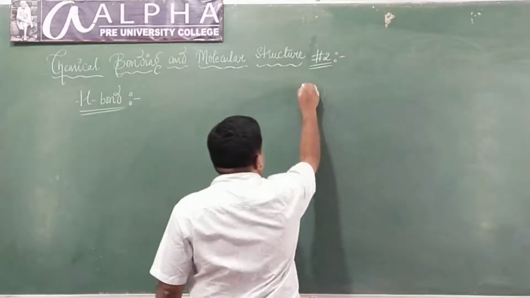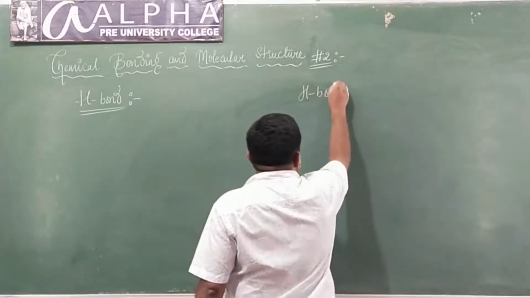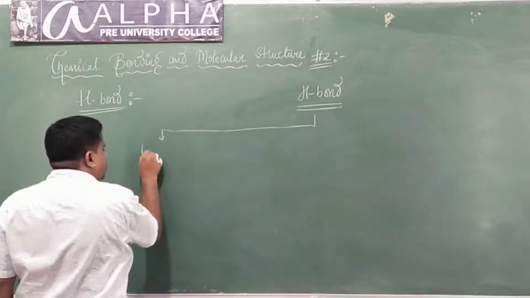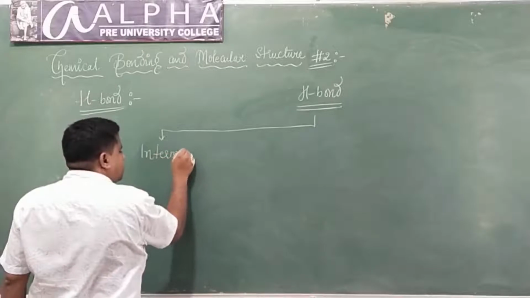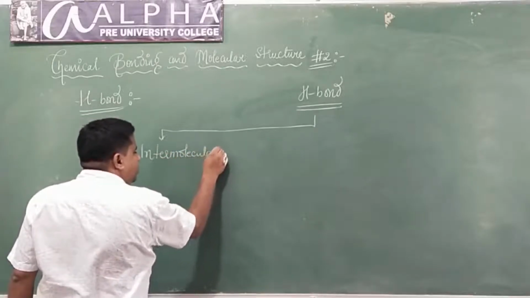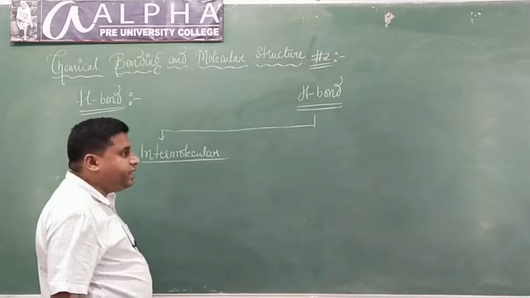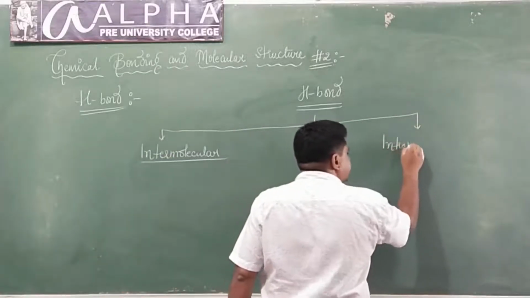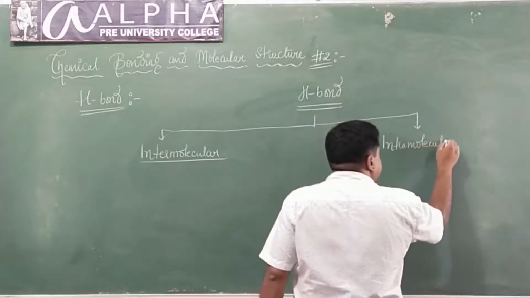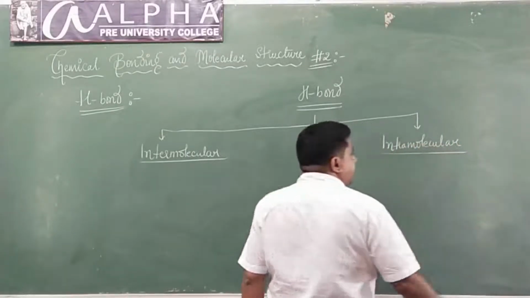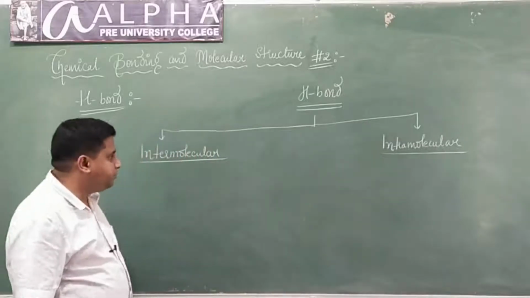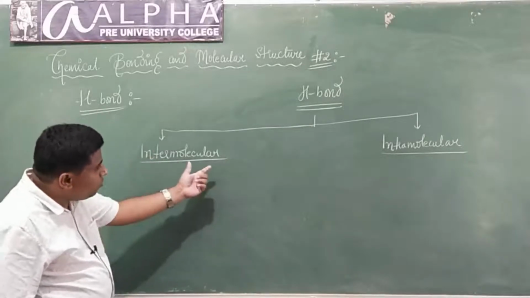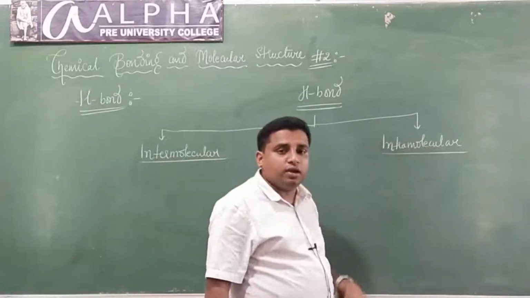Well, students, hydrogen bond is of two types: intermolecular hydrogen bonding and intramolecular hydrogen bonding. Please remember, hydrogen bonds are of two types: intermolecular hydrogen bonding and intramolecular hydrogen bonding.